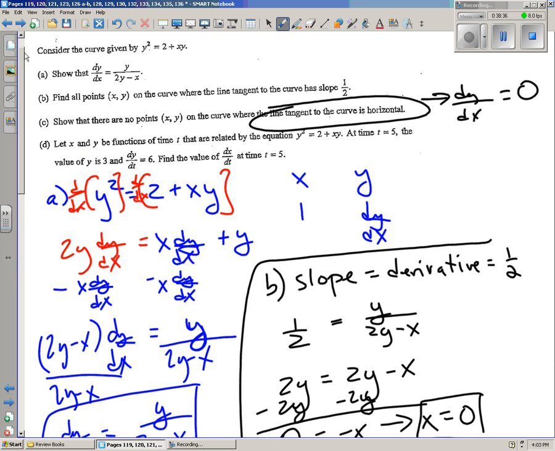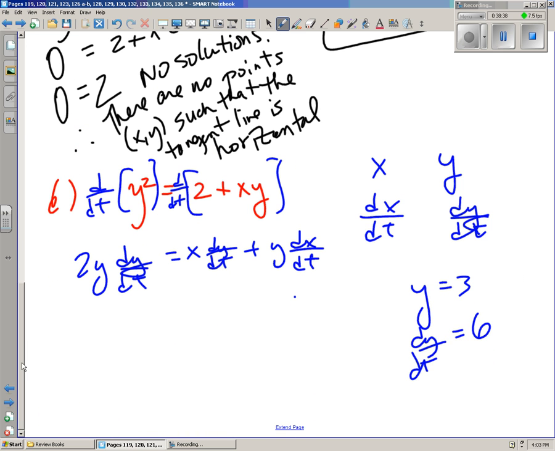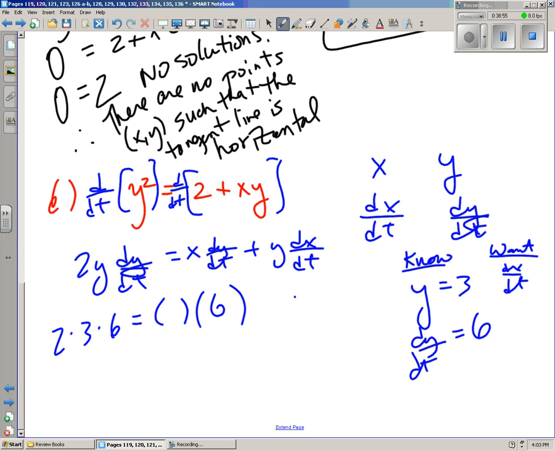And they would like us to find dx over dt. So we know this stuff. We want dx over dt. So y is 3, so we have 2 times 3 times dy over dt, which is 6, equals x. Ooh, we don't know x. We do know dy over dt was 6. We do know y, which was 3. And we don't know dx dt. That's what we want. But we need to figure out what x is.